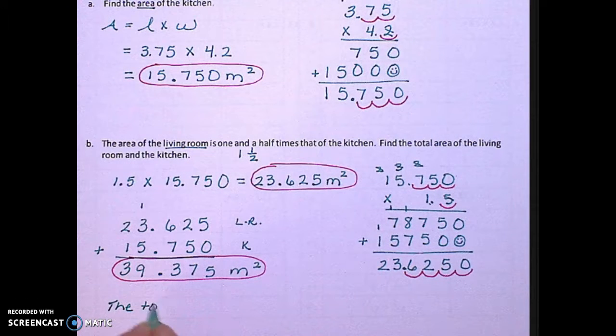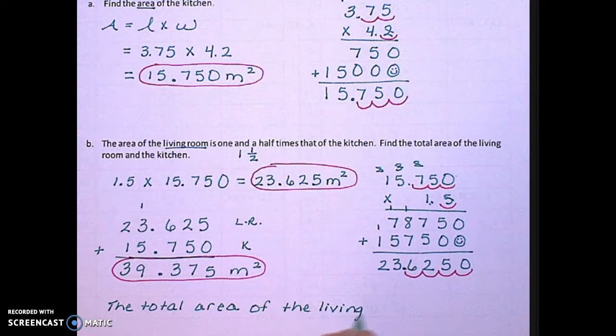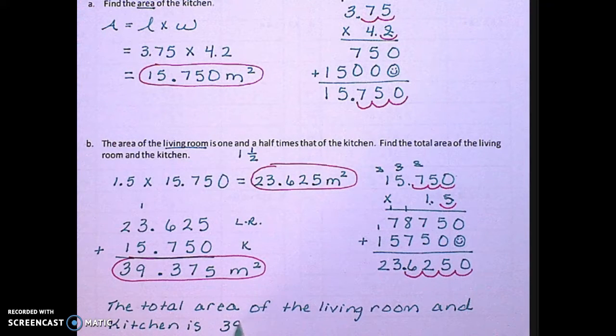The total area of the living room and kitchen is 39 and 375 thousandths meters squared. Great job!